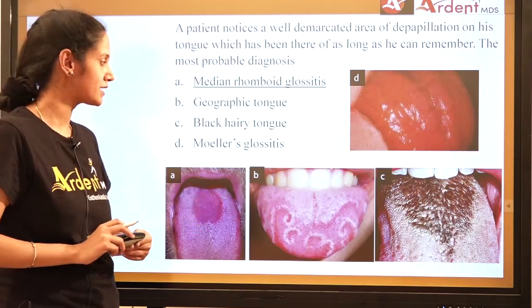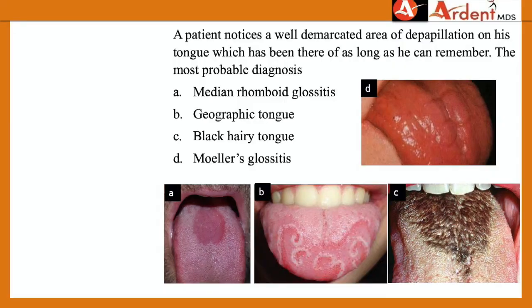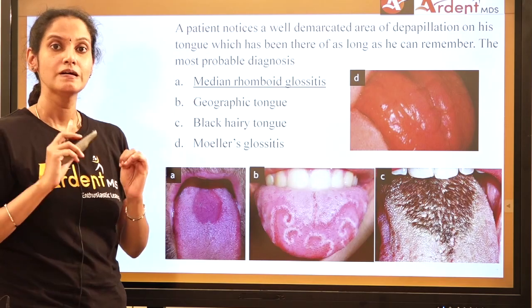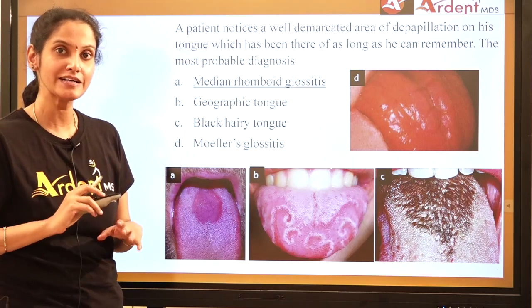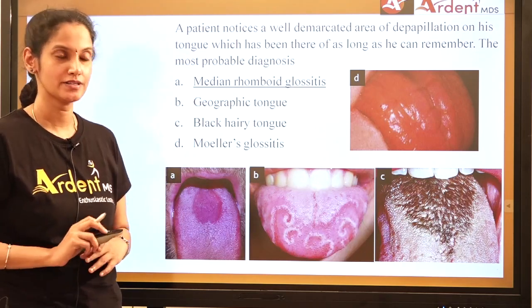And what you see there finally is moeller glossitis. That is because of vitamin B12 deficiency. It's a vitamin deficiency causing the atrophy or the depapillation of the entire tongue, leaving a bald surface.